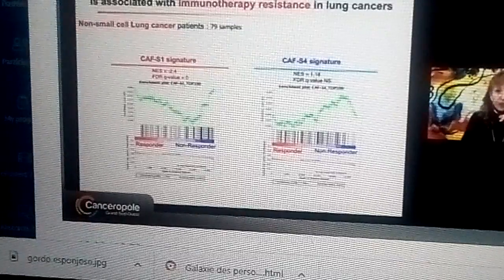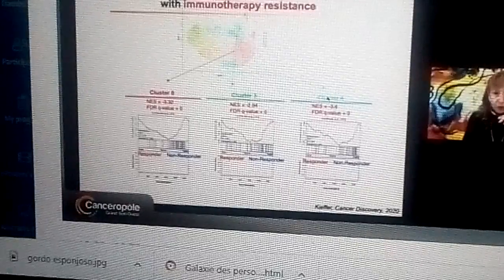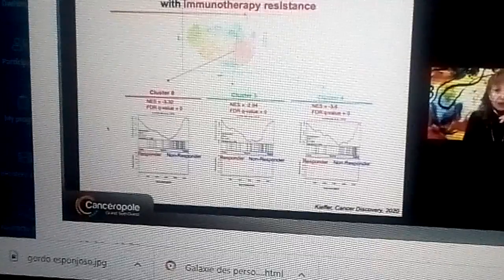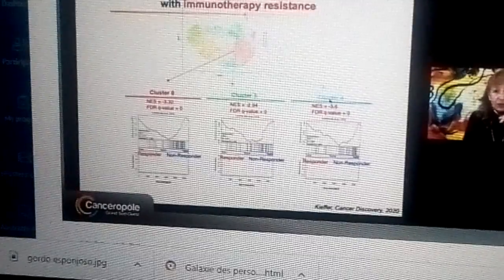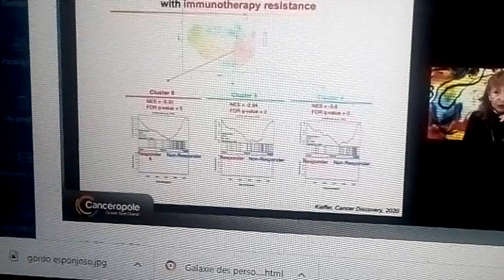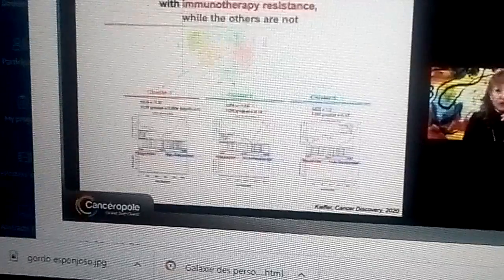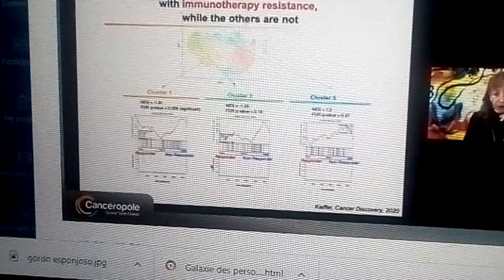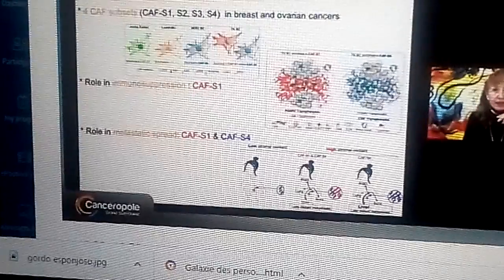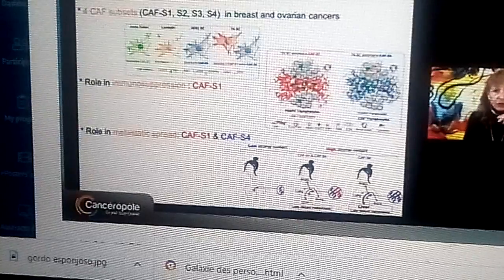And here again, we analyzed the different clusters, and clusters 0, 3, and 4 were found associated with an immunosuppressive environment. These clusters, ECM, TGF-beta, and wound, are associated with higher expression in non-responders compared to responders, and are then indicative of non-response to immunotherapy, while clusters 1, 2, and 5 are not. But I hope I convinced you that indeed there is some CAF heterogeneity in breast as well as in other tumors.